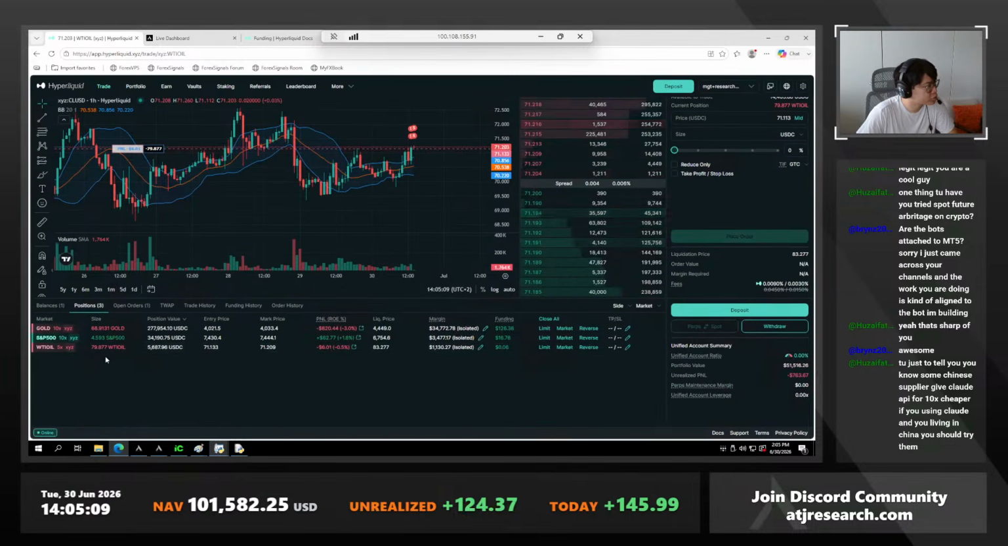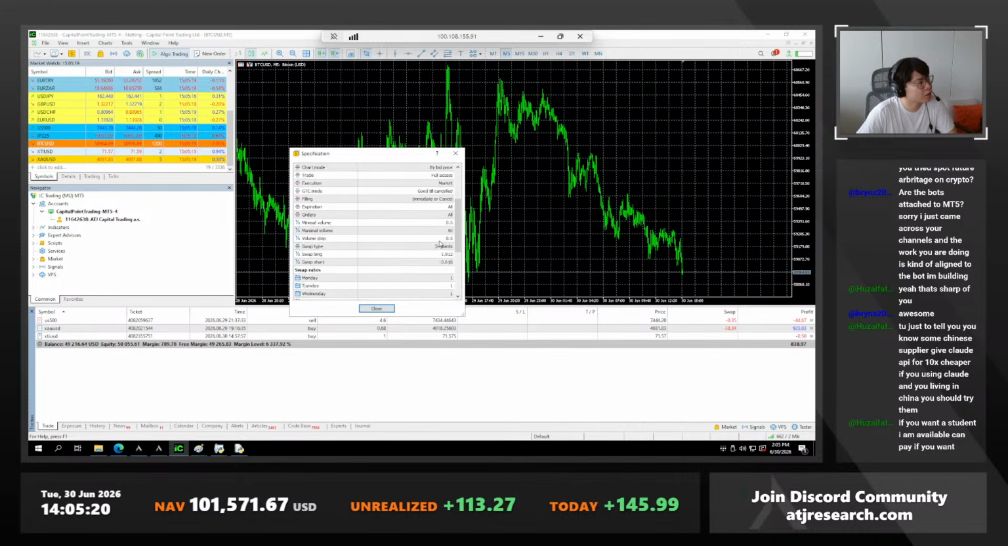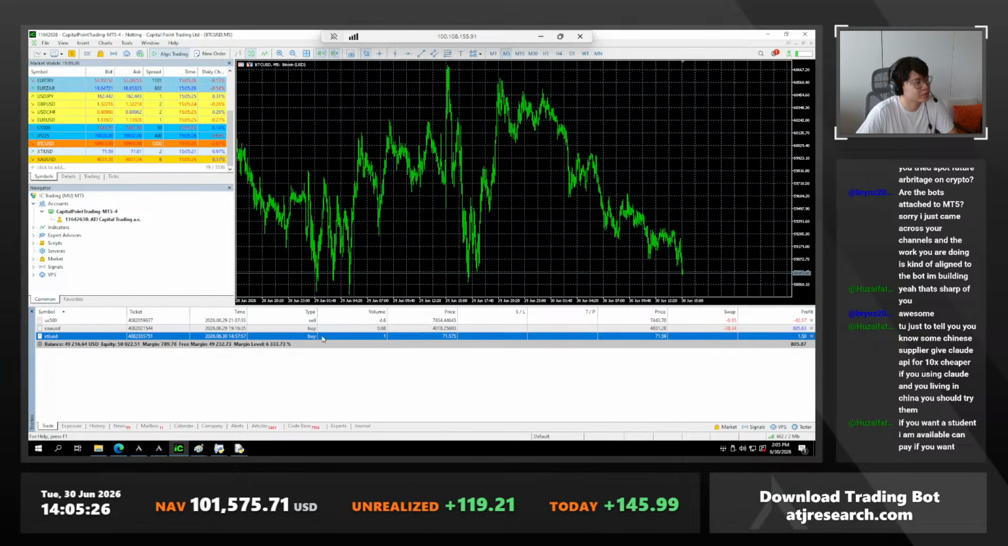Right now we're 80 crude oil short, right? On MT5, we are about one crude long. So here we see that it's hedging, but because the volume step on XDI on IC trading is 0.5, the volume steps are in 0.5 increments here, which is fine.